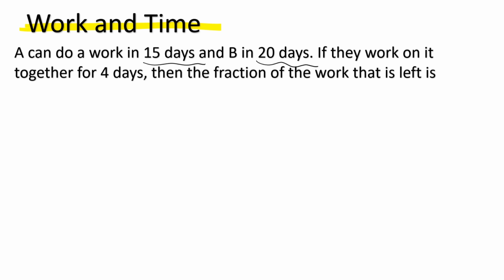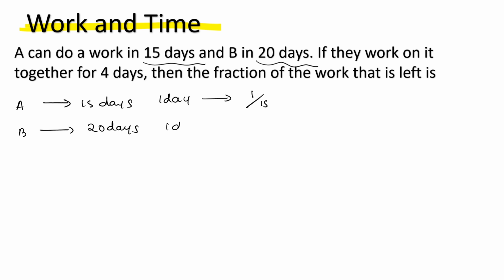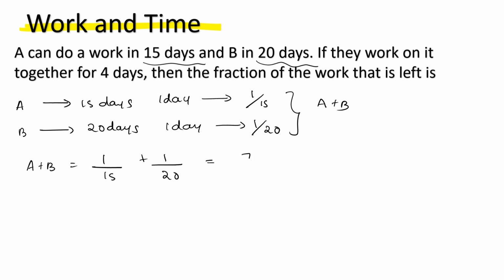If they work on it together, that means to complete a work, A will take 15 days and B will take 20 days. That means in one day A will complete 1 by 15th part of work and B will complete 1 by 20th part of work. So if they both work together, that means A plus B. That is A plus B is equal to 1 by 15 plus 1 by 20, which will be equal to 7 by 60. This is the part of work that they can do if both work together in one day.